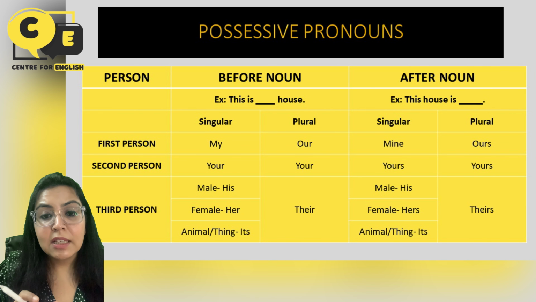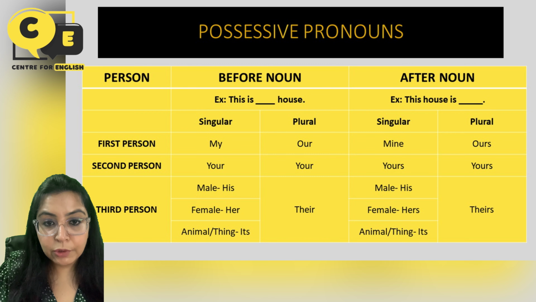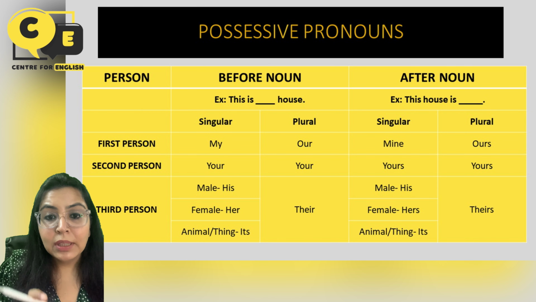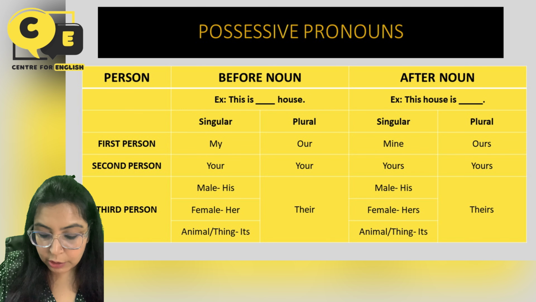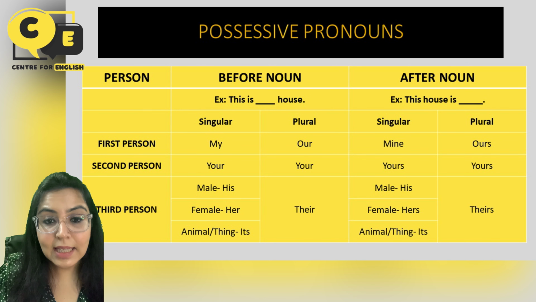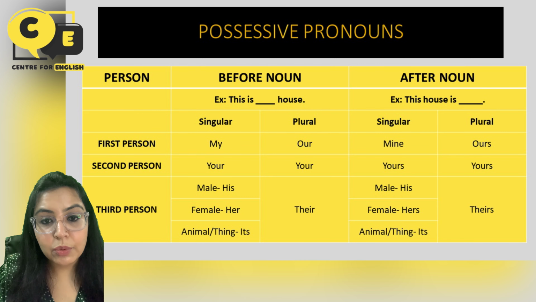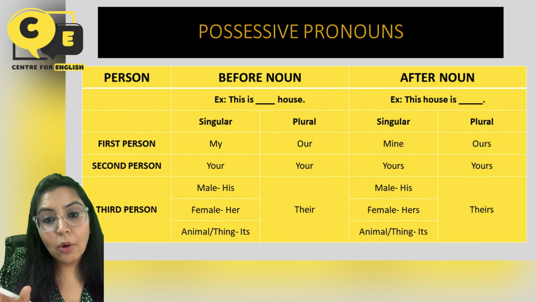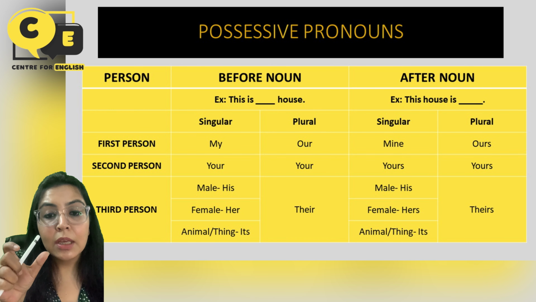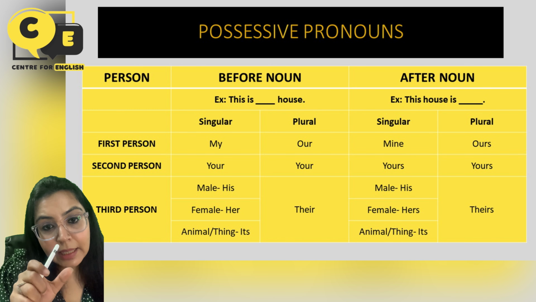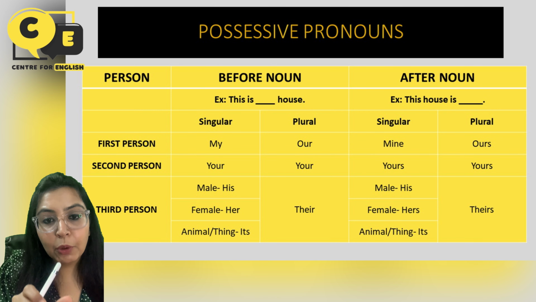Now, possessive pronouns essentially are of two kinds, before noun and after noun. Now इसका क्या मतलब है before noun? So for example, now look at this sentence. This is dash house. Now here the noun house is actually the noun जिसकी possession दिखानी है. So noun से पहले जो शब्द लगेगा, जो प्रोनाउन लगेगा, वो बिफोर नाउन प्रोनाउन कहलाएगा possessive केस में.